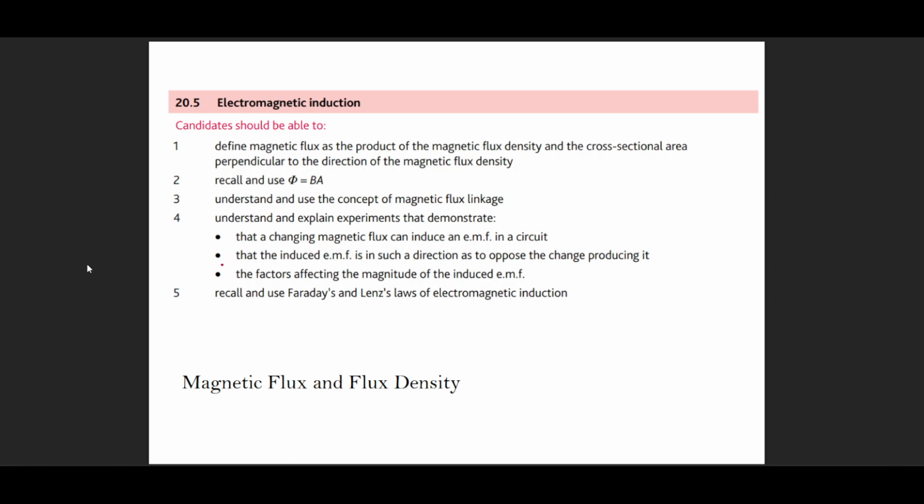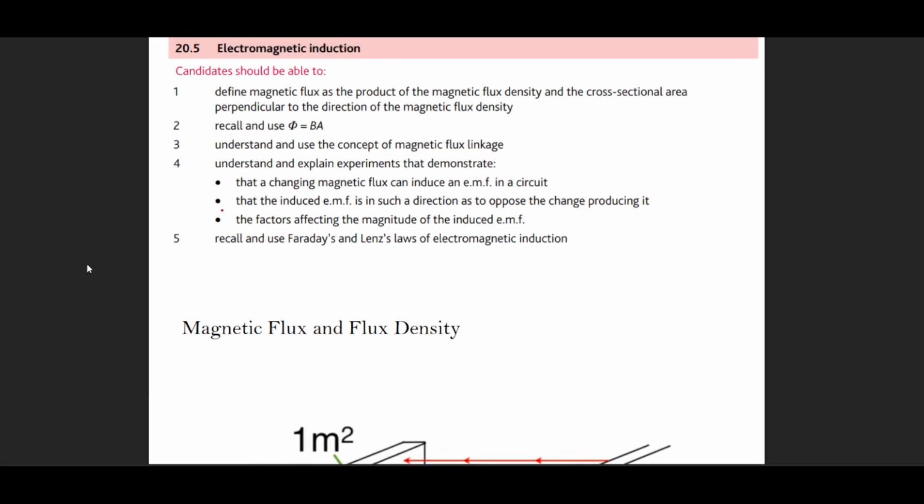This topic actually stems from the idea of Faraday's law and Lenz's law. If you haven't done that already in O levels, or if you need revision, then I will suggest you go back and watch the video from the O levels course, from the O levels playlist, to revise Faraday's and Lenz's law. So today we will explore what is the magnetic flux and what is magnetic flux density.